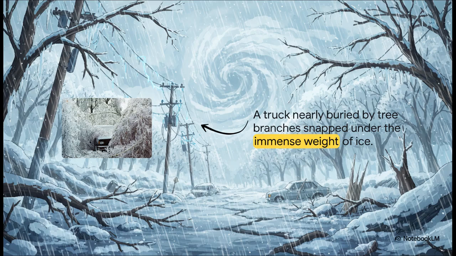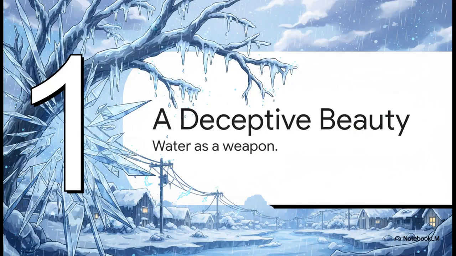And this is what it can leave behind. So you have to ask, how does something as simple as rain cause this much chaos? This isn't a tornado or a blizzard. No, this is something much more specific and, in its own way, much more dangerous. And that's the whole thing, isn't it? It's a deceptive beauty. What looks like a magical winter wonderland is really just water. Water that's been turned into a weapon by the atmosphere itself.